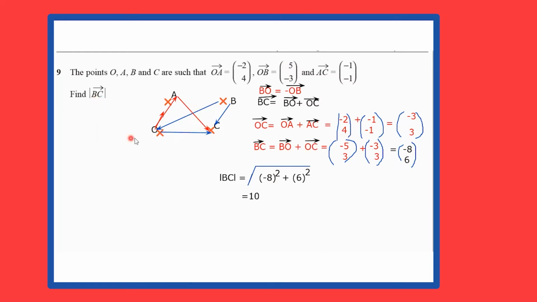That means we have to find the magnitude of BC, and we use Pythagoras' theorem. We square the top number, which is minus 8 squared, and we square the bottom number, which is 6 squared. If we do that, we end up with the square root of 64 plus 36, which is equal to the square root of 100. The square root of 100 is 10. And that is our final answer.